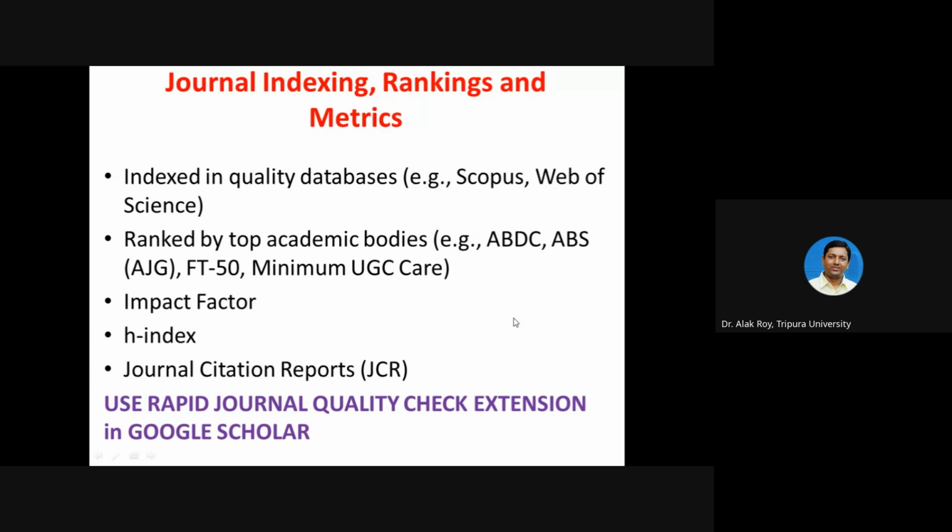The first part is journal indexing, ranking, and metrics. I have not emphasized impact factor or H index, and there are reasons. The H index is based on your total number of articles published and the highest number of citations backed by that total. Say you have 10 publications with more than 10 citations each. So that will be your H index.